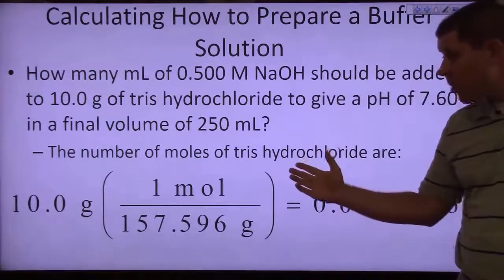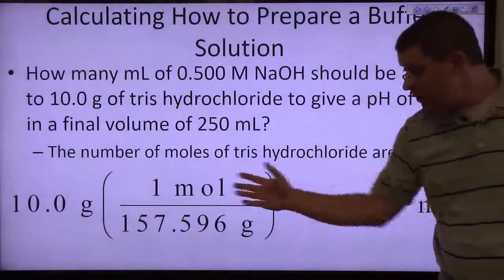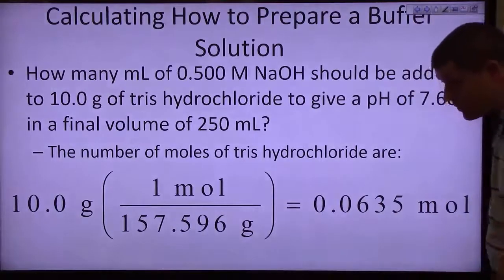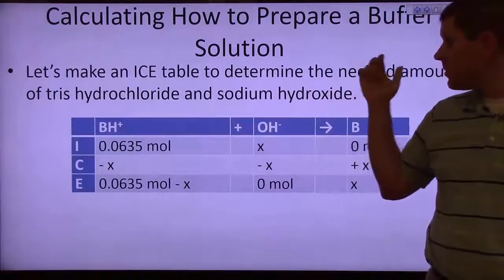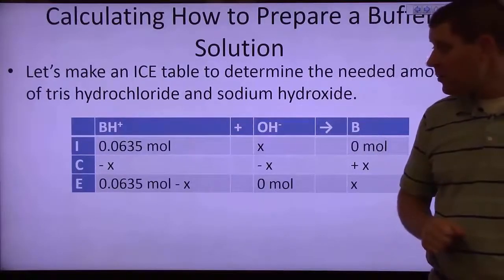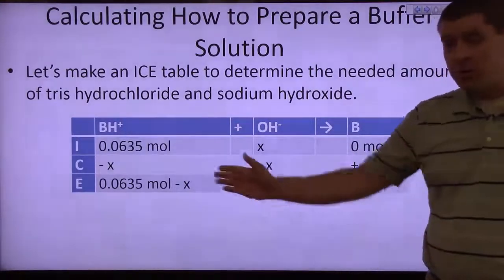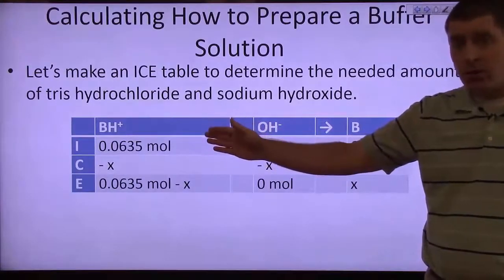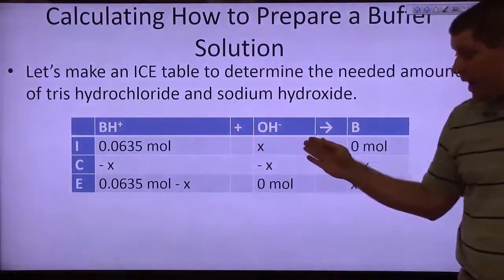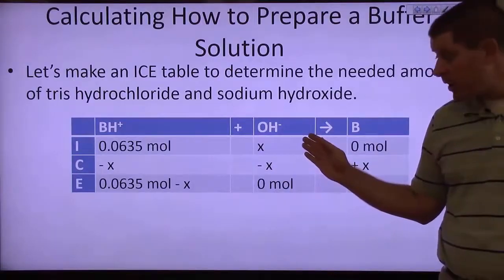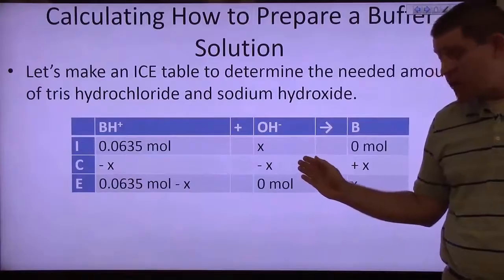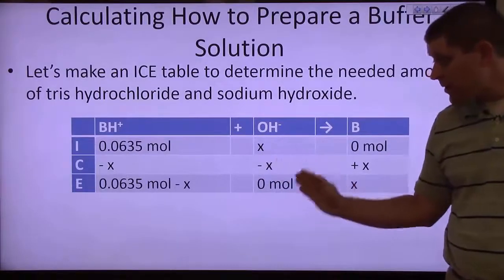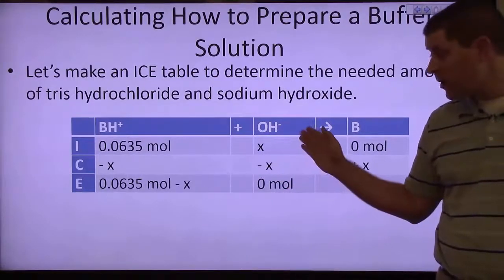Now the number of moles of tris hydrochloride is given here, and that value is 0.0635 moles. Now again, let's make an ICE table to determine the needed amount of tris hydrochloride and sodium hydroxide. So we start out with 0.0635 moles of our tris hydrochloride, our protonated form. We know that we need to add some amount, X, of sodium hydroxide. We know that all of the sodium hydroxide is going to react away, so the amount that will react is minus X. That means we'll end up with 0 moles of our hydroxide left over.